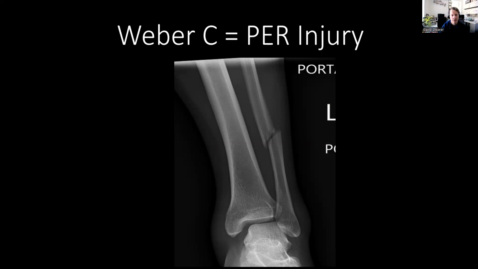Again, the key feature of this injury pattern is disruption of the syndesmosis. And this, again, is because as the talus pushes on the fibula, in order for it to cause the degree of displacement necessary to break the fibula at this level, you can only do that if the syndesmotic ligaments are also disrupted.